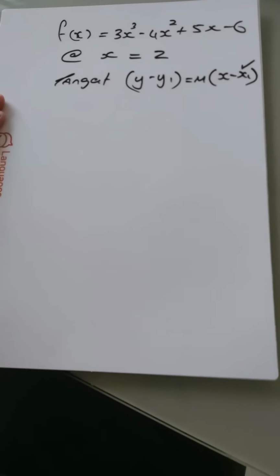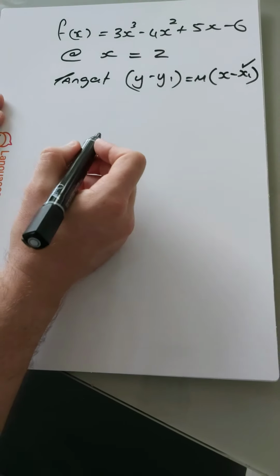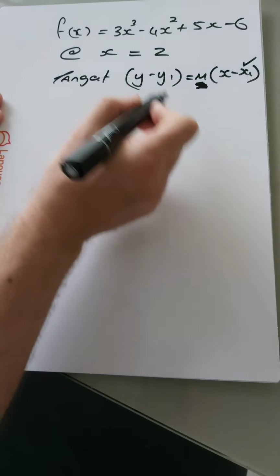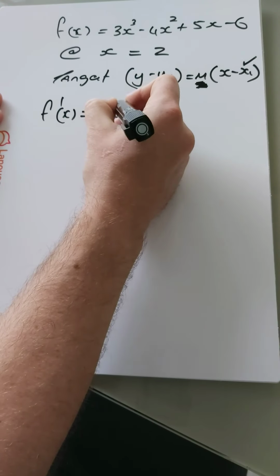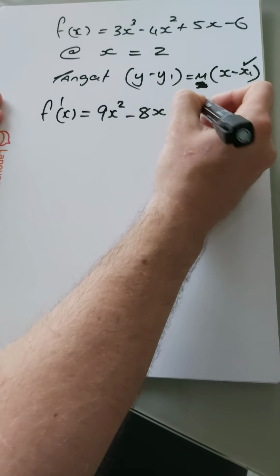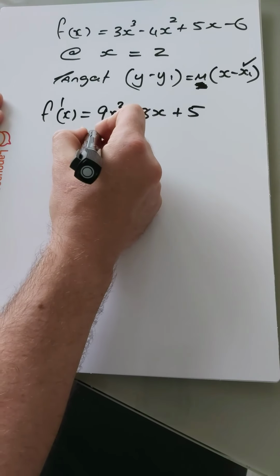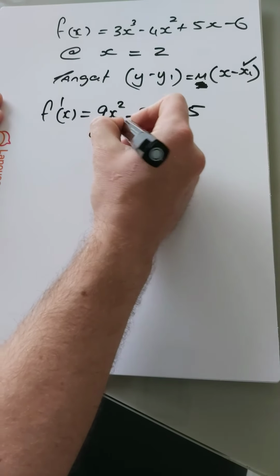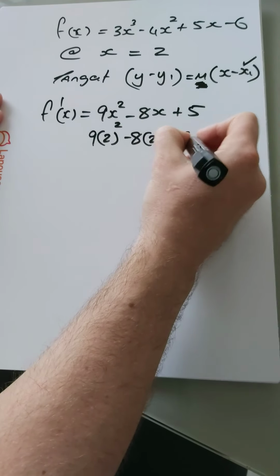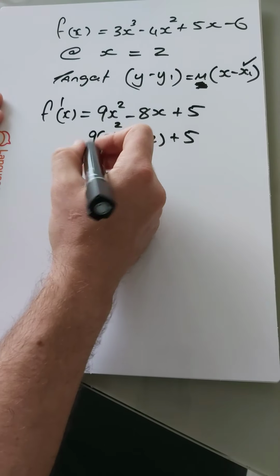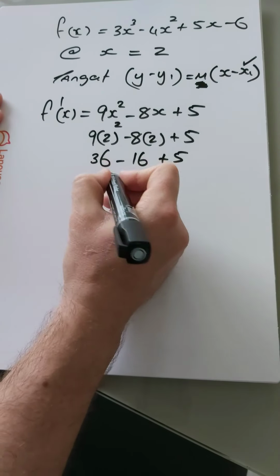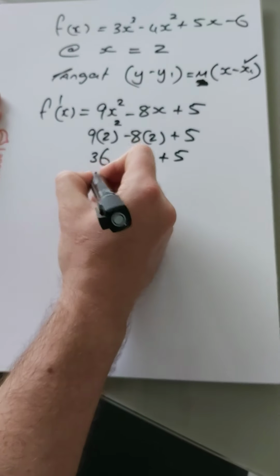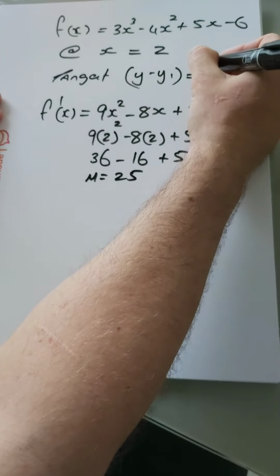All I have is that. I have x1. x1 is 2, because I know the x value is 2. So I go about trying to find the slope when x is 2. So the slope of any tangent when x is 2. So I differentiate my function, and I get 9x² − 8x + 5. I now substitute in 2, because that's specific to the point I'm looking for. 2 squared is 4, 4 times 9 is 36, 8 times 2 is 16, plus 5. 36 minus 16 is 20, plus 5 is 25. There is my m, so that's okay.